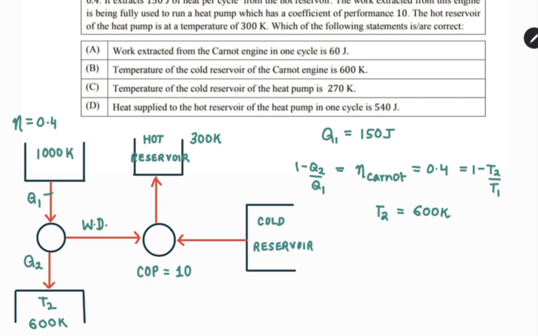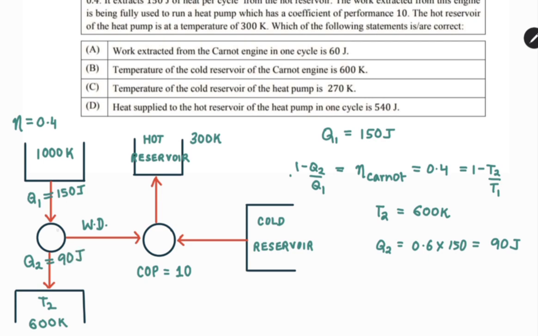150 joule of energy is entering the system from here, and now we are solving for Q2. If we use the formulation 1 minus Q2 by Q1, so 1 minus Q2 by 150, again we get 0.6 equal to Q2 by Q1. So from here we get Q2 equal to 0.6 times 150, which is equal to 90 joule. So here we can say that Q2 is equal to 90 joule.